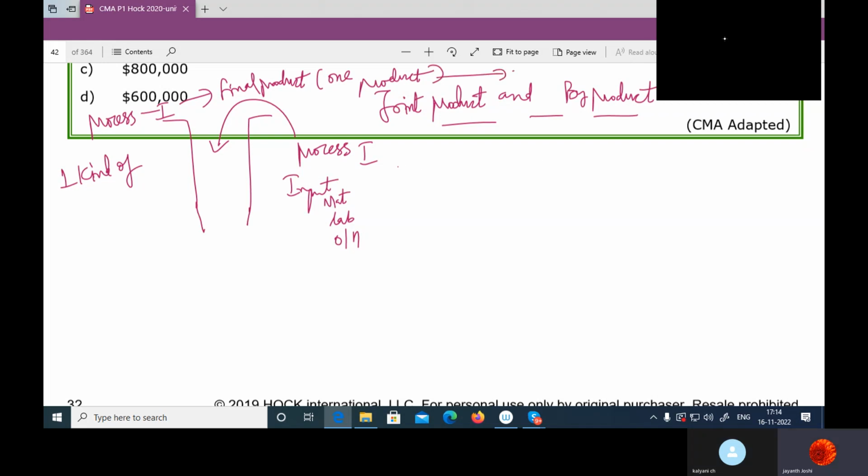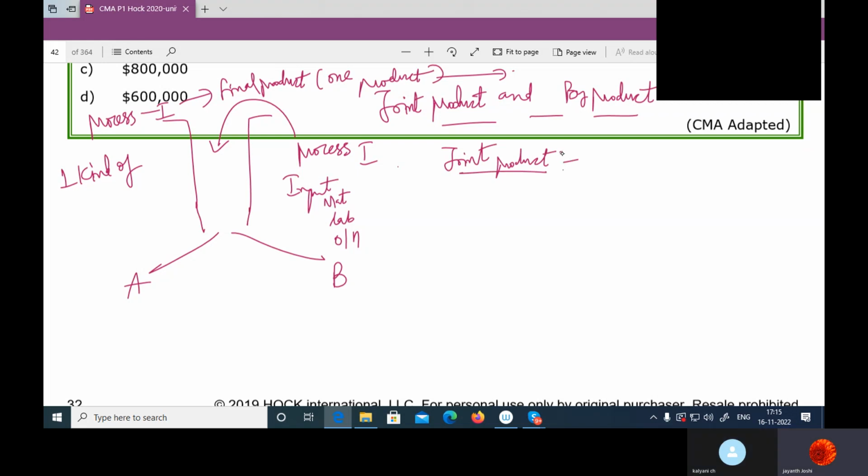But if let's say the process one is giving two different products, that is product A and product B, then what we will say about this? This will be called as joint product. Am I right? So what is the joint product?